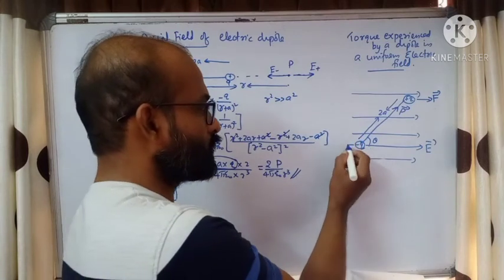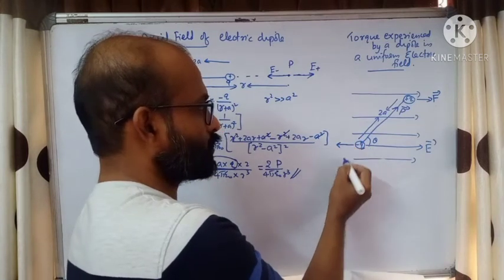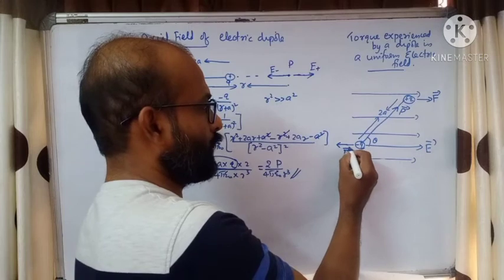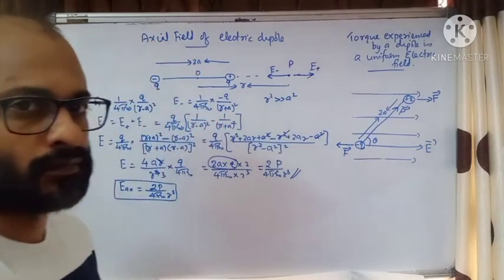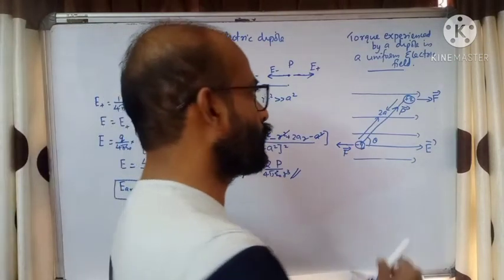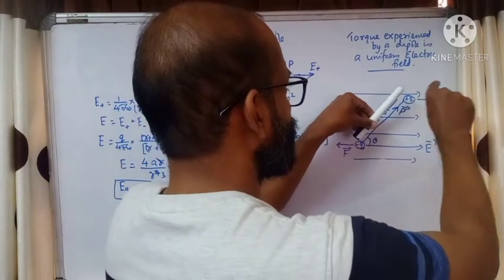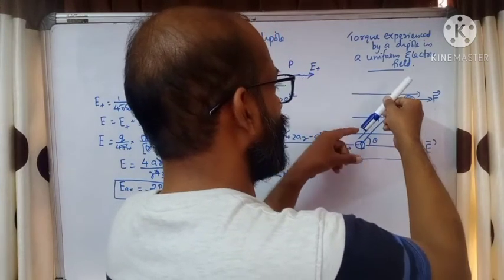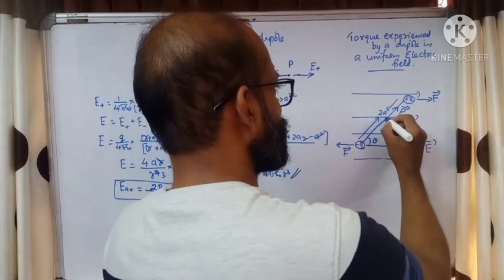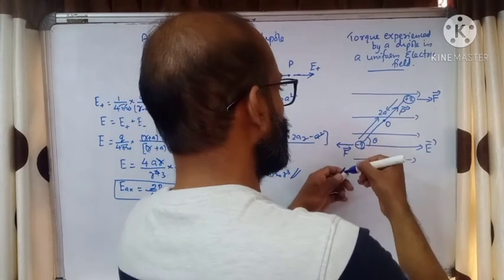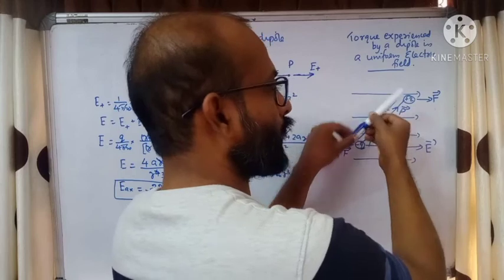Since it's a negative charge, the force experienced will be in the opposite direction. This is also F, the same magnitude but opposite direction. Now in the dipole, here it experiences a force, and here also it experiences a force. It will have a tendency to rotate about a center. If O is the center of the dipole, it will have a tendency to rotate about the center.